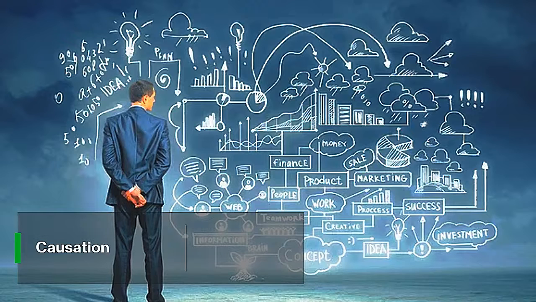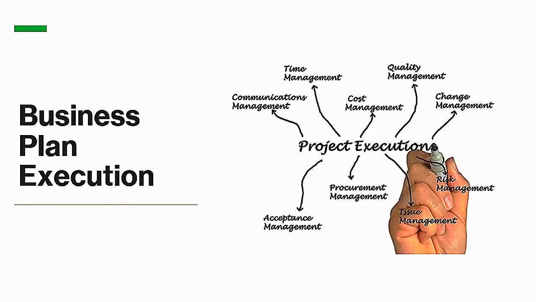Causation relies on a linear or causal logic, where entrepreneurs develop detailed plans, set specific goals, and allocate resources accordingly. It assumes a stable and predictable environment and aims to reduce uncertainty through careful analysis, forecasting, and control. Let's look at a few scenarios illustrating causation.